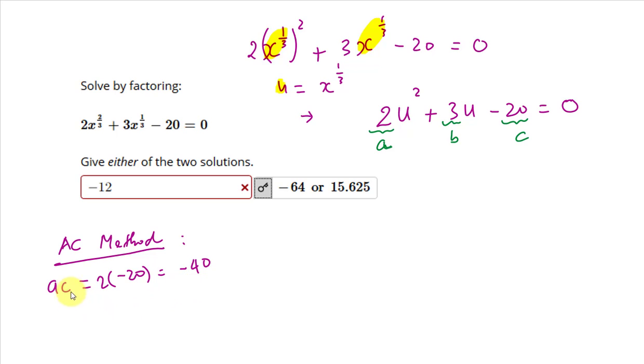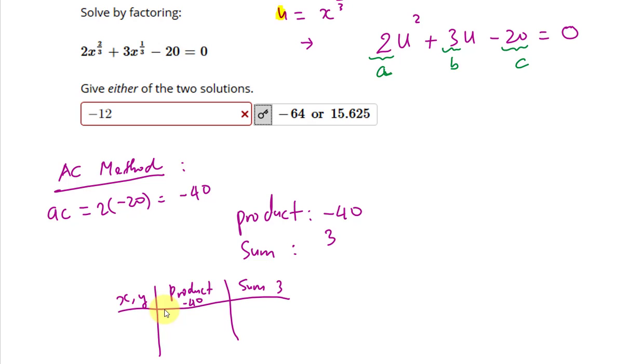Now I look for two numbers. When I multiply them, I get minus 40. When I add them, I get plus 3. So you want to find two numbers that, when multiplied together, give you AC, or minus 40, and when you sum them together, give you 3. So how do I find those two values?